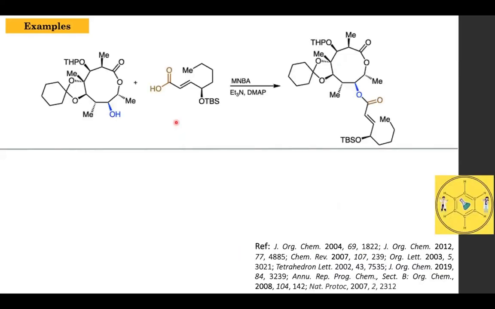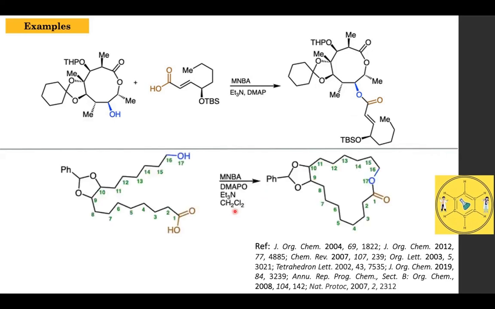Not only intramolecular reactions, even intermolecular reactions are possible when we use Shiina esterification reaction conditions. Here you take this molecule that has a hydroxy group and this molecule that has a carboxylic acid. When we subject them to this condition, that generates the corresponding ester molecule.